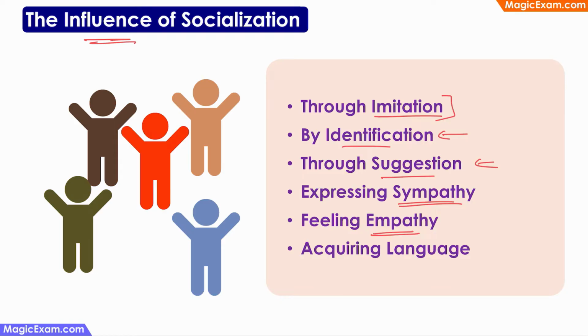And you can also see that children acquire language through socialization. That is, if a child is playing with a particular group, then very soon you will see this child speaking the same type of language, using the same kind of slangs, and if that group is using bad words, this child also will learn to use the same kind of bad words. So that is how children can also acquire language through socialization. So these are the different ways in which socialization can affect the behavior of a child.